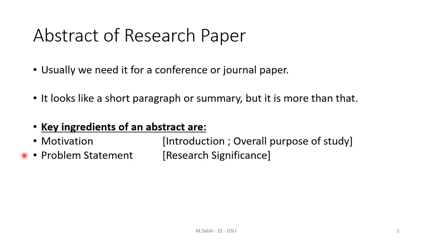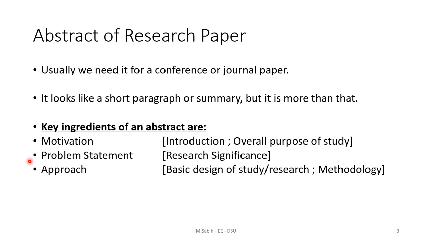Second thing comes is the problem statement, or it is also called the research significance, that the work that you are doing, what kind of research significance that has. So this is the problem statement, is a kind of thing जो वहाँ पे होनी चाहिए. Then the approach, इस approach को आप इस तरह भी highlight करते हैं कि basically what is the basic design of your study or your research, और basic methodology आप क्या use कर रहे हैं. Then comes the results, and finally comes the conclusions या major findings जो भी आपके पास है.